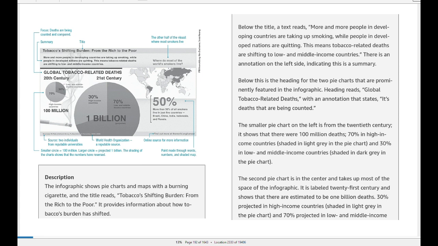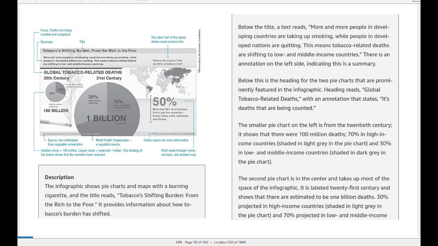Below the title, the text reads, More and more people in developing countries are taking up smoking, while people in developed nations are quitting. This means tobacco-related deaths are shifting to low and middle-income countries. There is an annotation on the left side indicating this as a summary. Below this is the heading for the 2 pie charts that are prominently featured in the infographic. The heading reads Global Tobacco-Related Deaths with an annotation that states, It's deaths that are being counted.